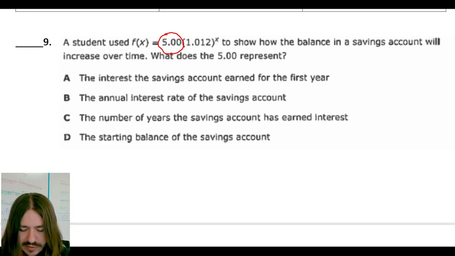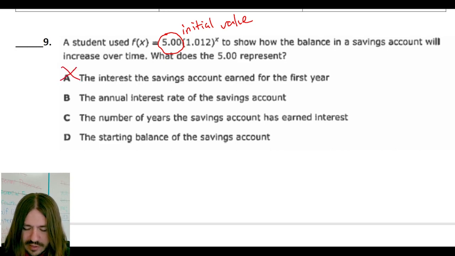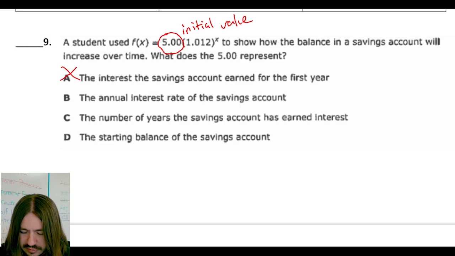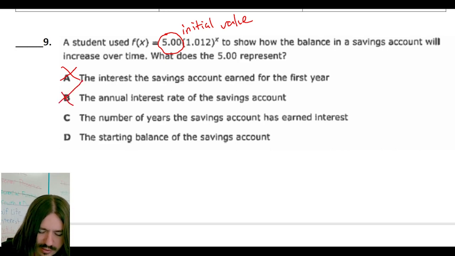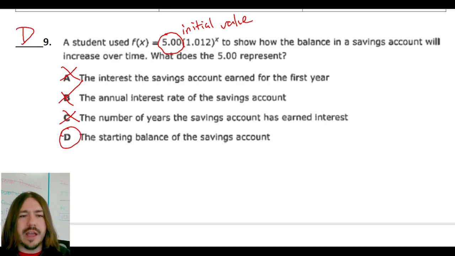So just looking at these answer choices, let's see what's going on here. The interest the savings account earned, no, that's not going to be right. The annual interest rate for the savings account, nope, it's not that one either. The number of years it has earned interest, not that one either. The starting balance of the savings account, that's really the only one that's even close to making sense. So yeah, our answer here is going to be D.